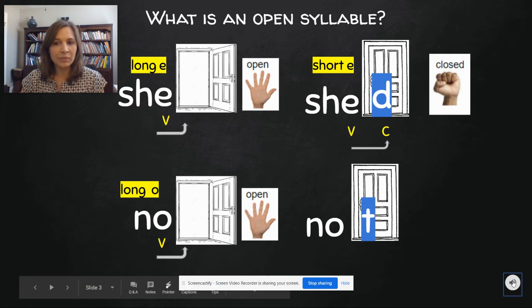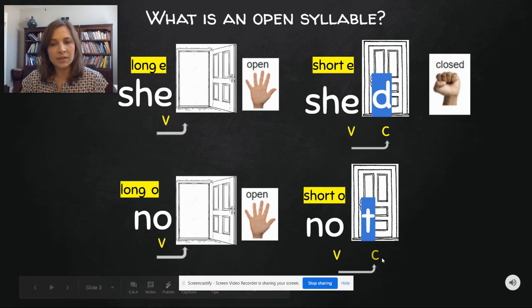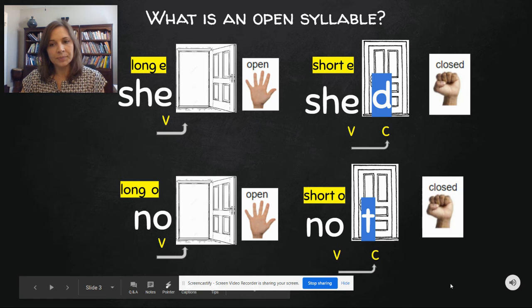Oops, it didn't make my little sound effect there. Here you go. And it says "not." It no longer says "oh," it says "not." And we have our vowel. Notice that it's closed in by that consonant. So when you look to the right, there's a consonant there, and it is a closed syllable.